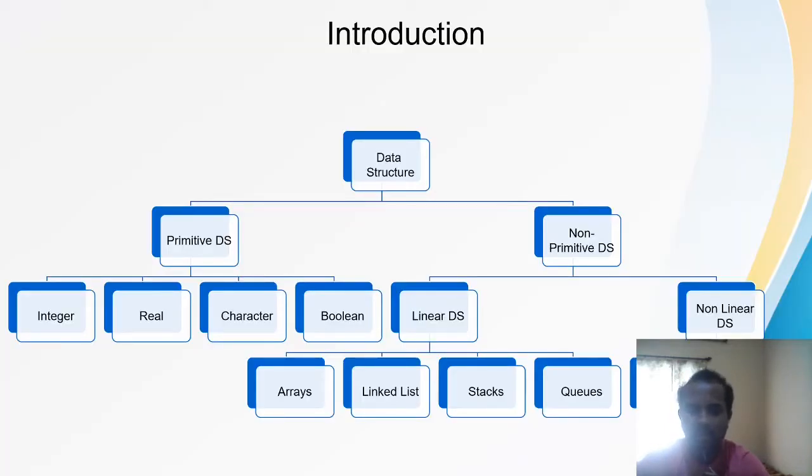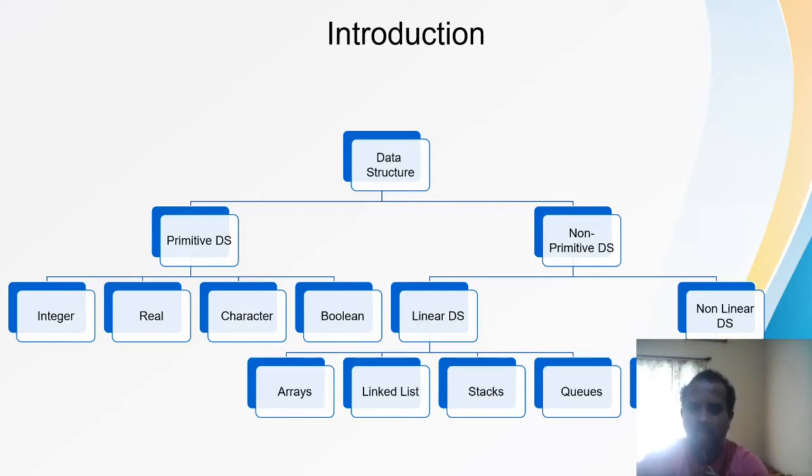Data structure can be divided into two groups, primitive data structure and non-primitive data structure. Primitive data structures are the basic fundamental data structures that are available with us: integer, real, character and boolean. Boolean can only store true or false. Character can store characters. Real is going to store the real numbers, and integer can only store the whole numbers.